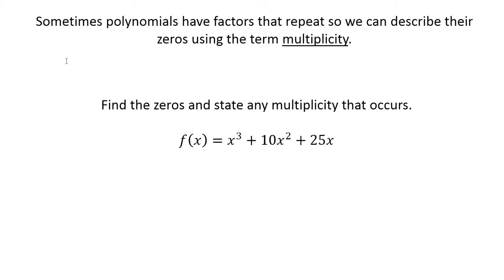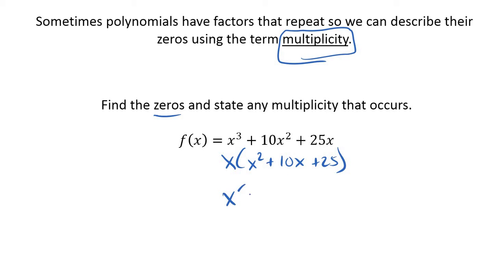Okay. One last thing for our lesson today. Sometimes polynomials have factors that repeat. Okay, so we can describe that using this term multiplicity. So it may be a little problem to illustrate. Find the zeros, which we've been doing. State any multiplicity. Notice I can factor an x out, so let's do that. X times x squared plus 10x plus 25. Oh, that'll factor. It's a nice perfect square. Factors of 25 add to make 10. 5 and 5. So x times x plus 5 times x plus 5 if I factor that.